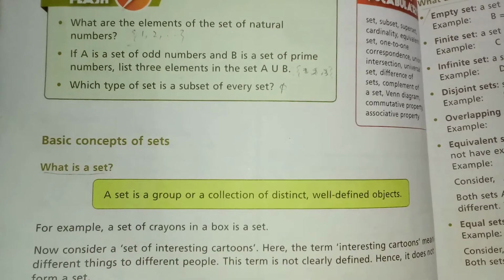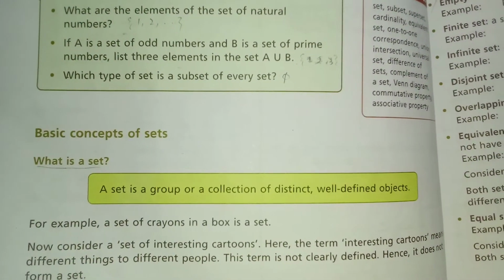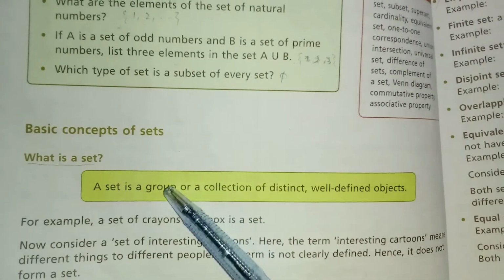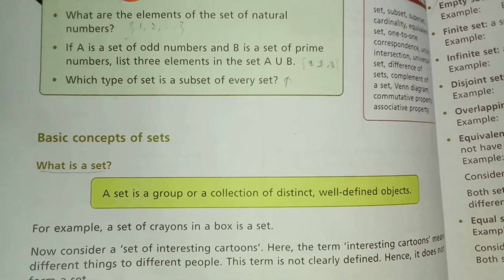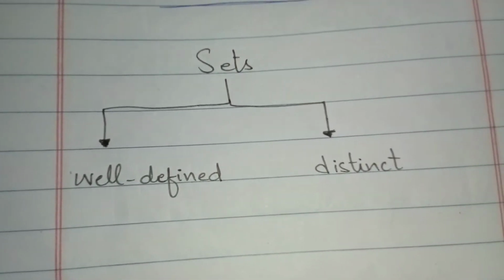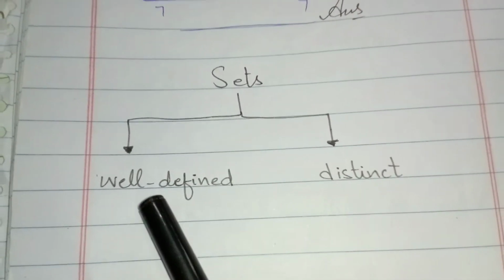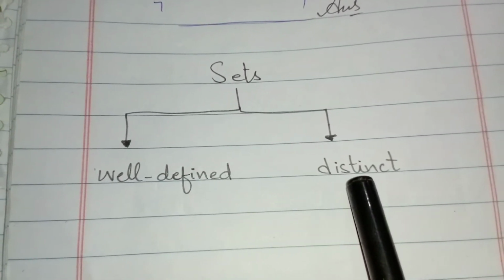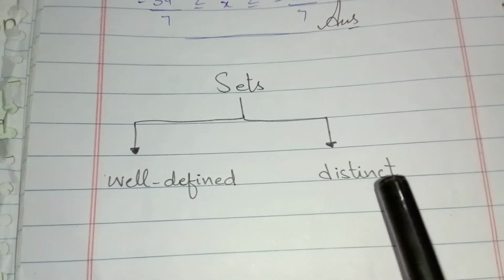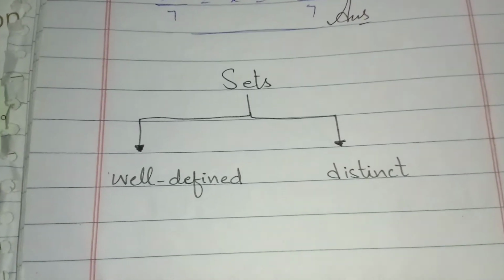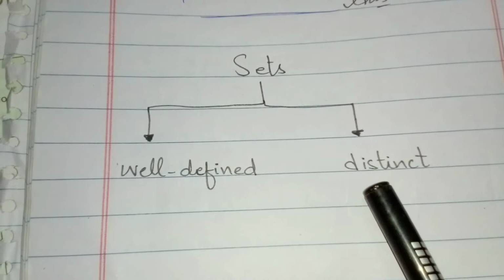Now we have to learn about what is a set. A set is a group or a collection of distinct, well-defined objects. So by the definition of sets, there are two things that are followed: that a set is a well-defined and distinct collection of objects. So what is the meaning of distinct? Distinct means different. No repetition in the elements of the sets. So the elements are different from each other.